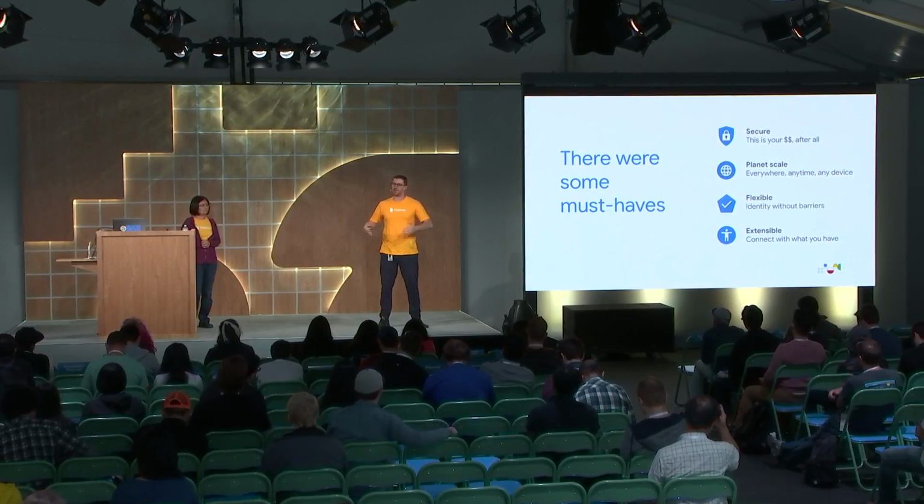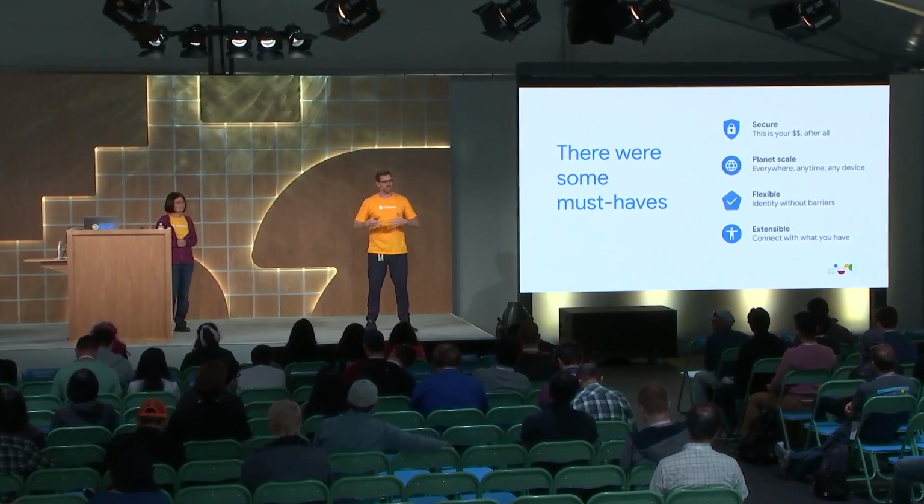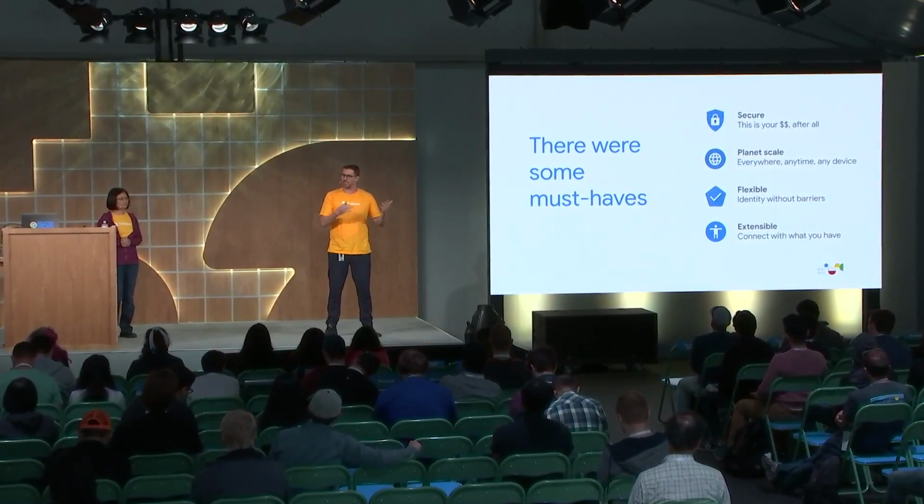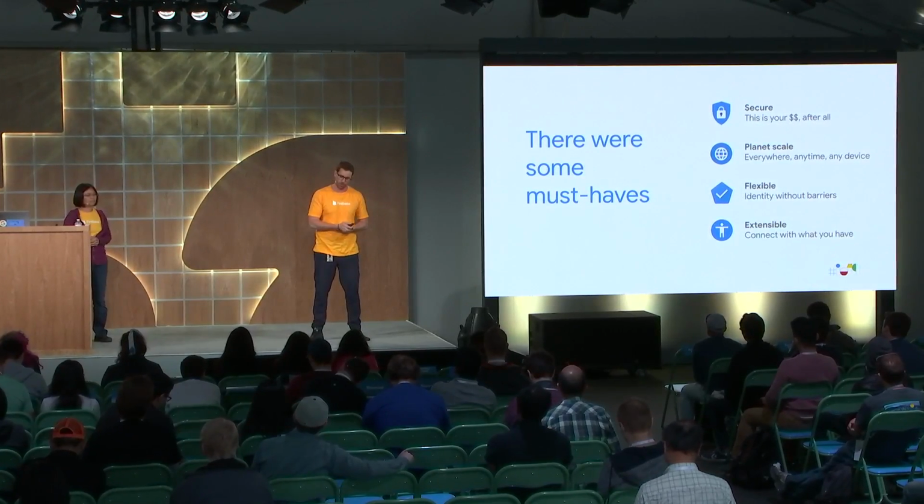So there were some must-haves. The app had to be secure. It's people's money. It had to be planet scale. It couldn't just be restricted to certain geos, or specific devices, whatever the case may be. It had to be flexible. They had to be able to use this app anywhere with the things that they had, with the people that were coming to it. It didn't matter who they were or where they were coming from. And finally, extensibility was super important.